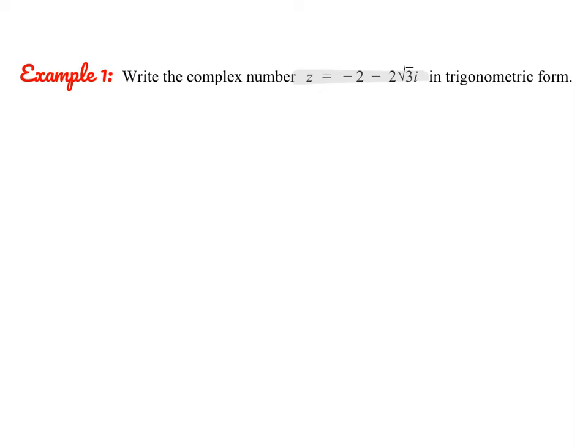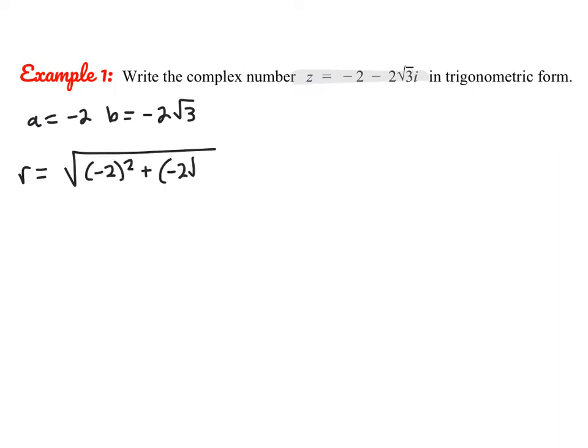We're going to write negative 2 minus 2 root 3i in trigonometric form. For this problem, our a value is going to be negative 2, and our b value is negative 2 root 3. The first thing we need to do is find our modulus. So we're going to take the square root of a squared plus b squared. This ends up becoming the square root of 16, which is 4. So that's our modulus. And now we need to find theta.